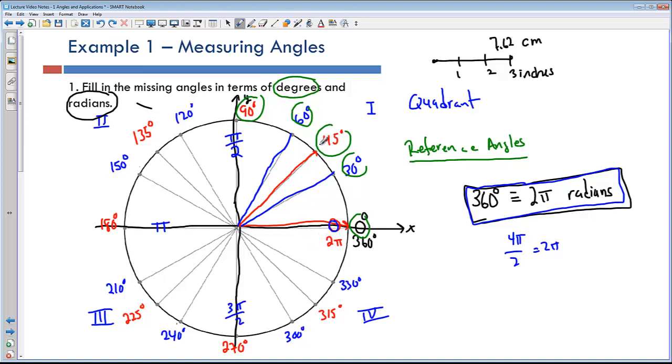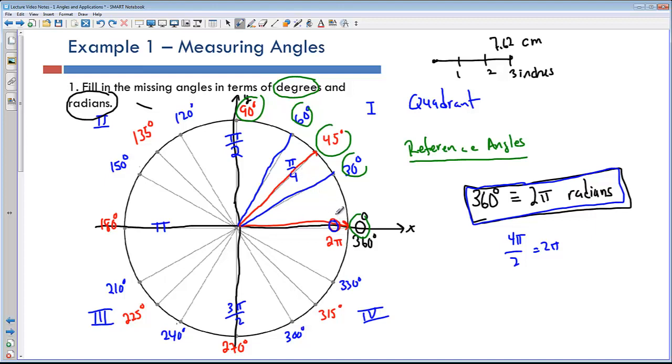Now think about how you got 45 degrees here. It went from 0 to 90, so 45 was right in the middle. So you divided 90 by 2 and got 45. We'll do the same thing here. So it goes from 0 to pi over 2. We'll divide that by 2, and that's going to be pi over 4. And now we just count them off.